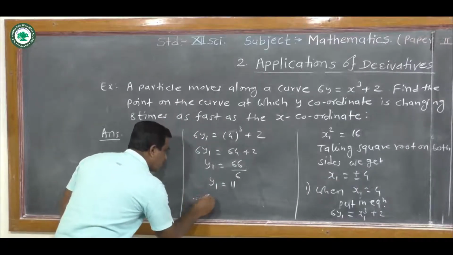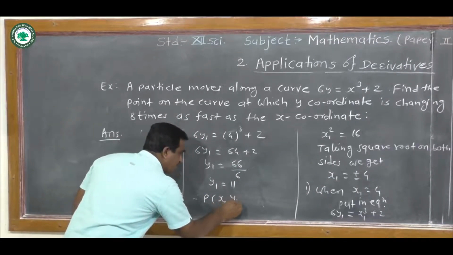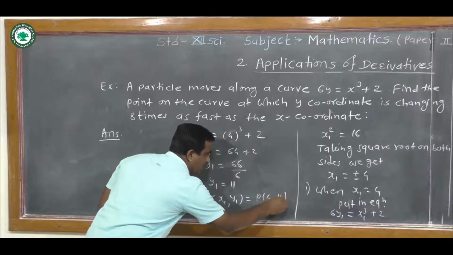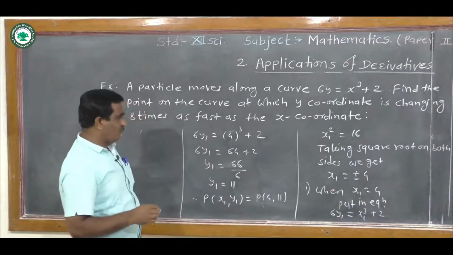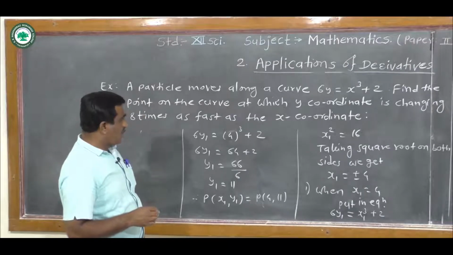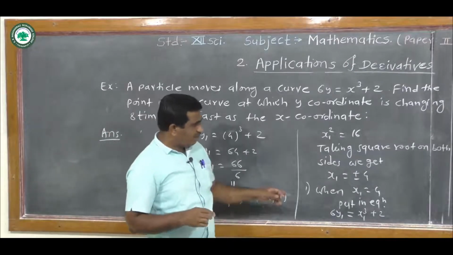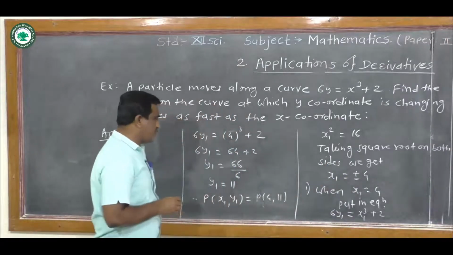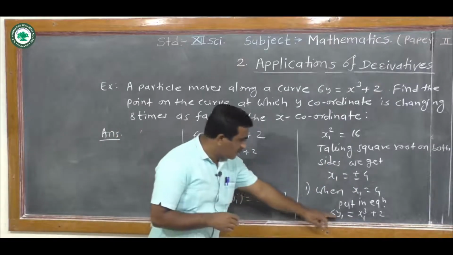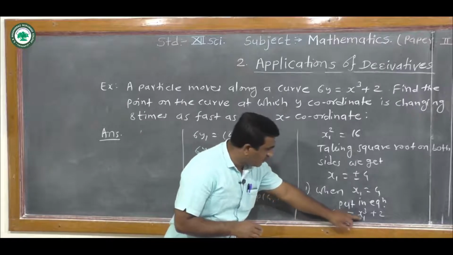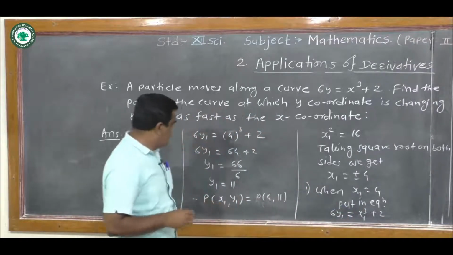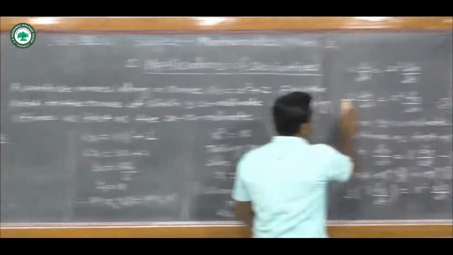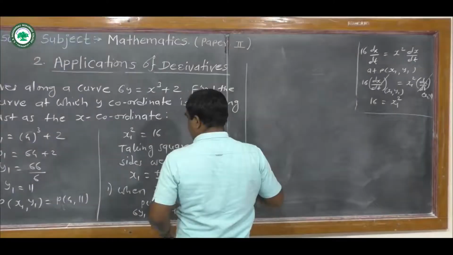Therefore the first point P(x1, y1) is equal to P(4, 11). This is the first required point. Now one more point is there. When x1 is equal to minus 4, put x1 is equal to minus 4 in this equation, 6y1 is equal to x1 cube plus 2. Then we can write the value of y1. We write here second condition.